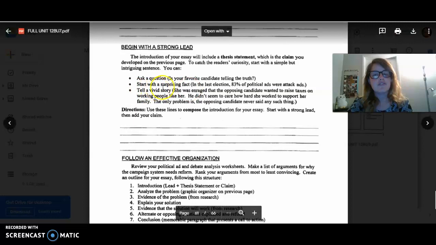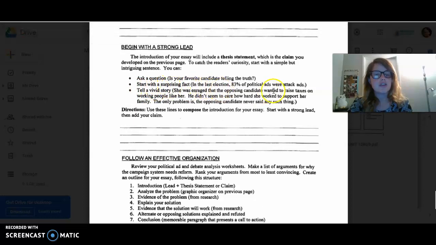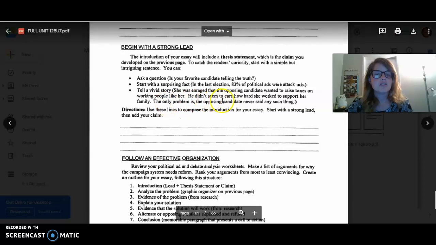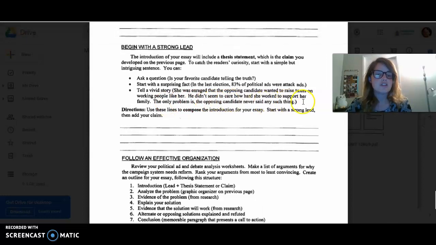You could tell a vivid story. She was enraged that the opposing candidate wanted to raise taxes on working people like her. He didn't seem to care how hard she worked to support her family. The only problem is the opposing candidate would never say any such thing.